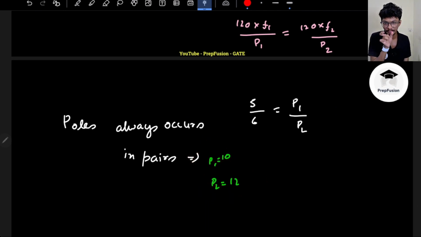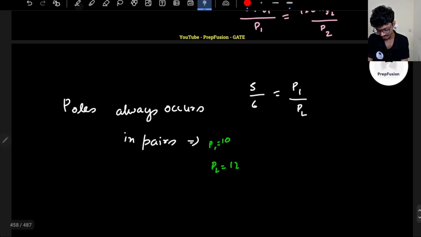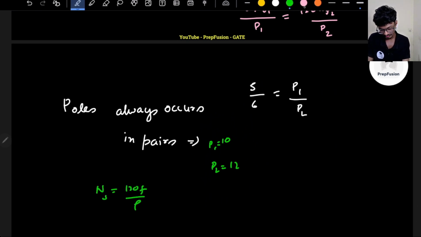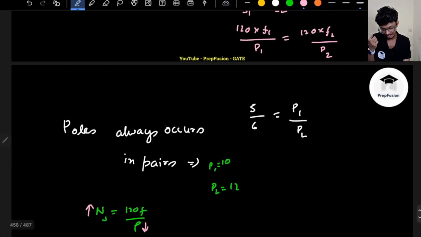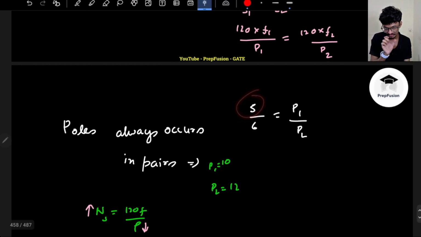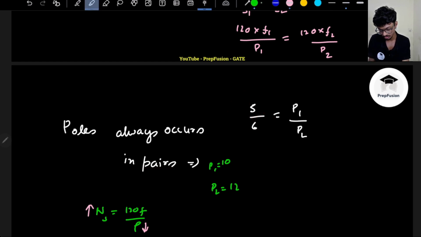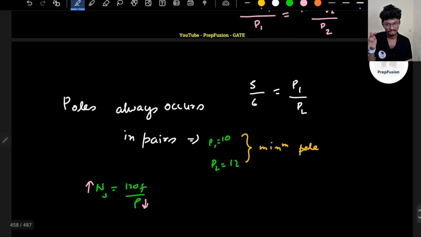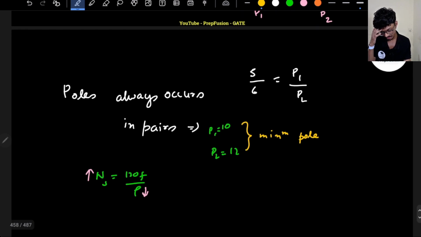Why am I choosing the minimum possible value? Because what is my speed? Speed Ns is equals to 120 f by P. So if I have to find out the maximum possible speed, the number of poles should be the lowest, right? I cannot choose 5 poles. Poles first of all has to be integer, and I cannot choose 5 because poles occur in pairs. So minimum pole that I can choose. Here I am choosing the minimum pole to get the maximum speed.